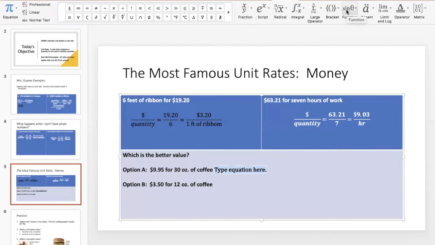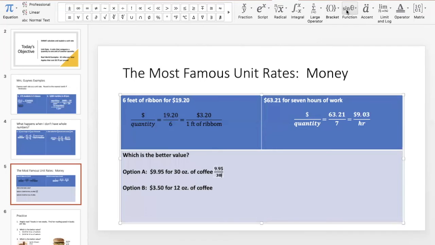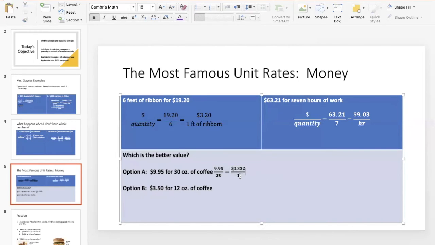So I've got money over quantity, so I'm going to write $9.95 over 30 ounces. I'm going to divide those. You can hear me opening up my calculator. We've got $9.95 divided by 30, and we get 0.33, and I'm going to round to the thousandth place. So that's going to be 0.332 over 1. Which is telling me that this is a little bit more than 33 cents for 1 ounce of coffee. Okay, so that's option A.